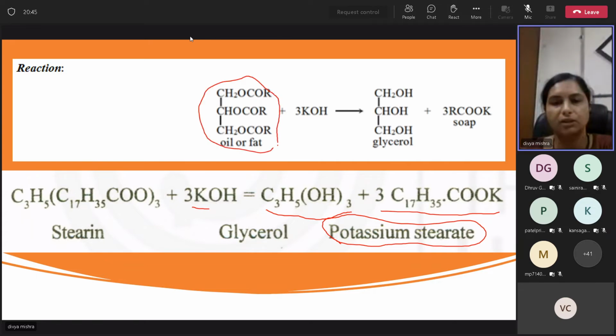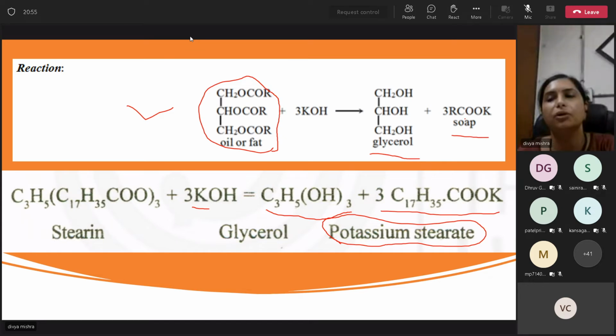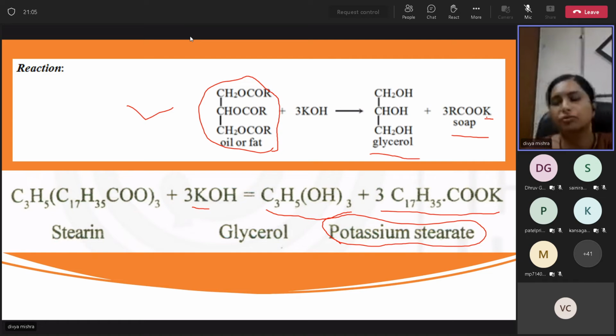This is our oil or fat. This is the general equation. So after reflux, we will get glycerol and soap, that is long alkyl chain of potassium, K. If we are using sodium, then we will get detergent. Okay, so our detergent is the long alkyl chain of sodium salt. So this is the general process, and this is the specific for stearin fat.